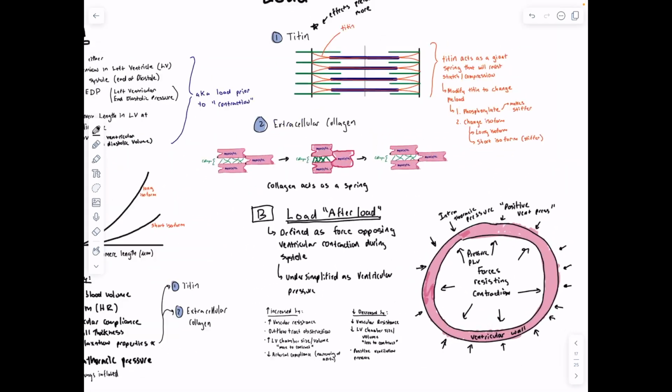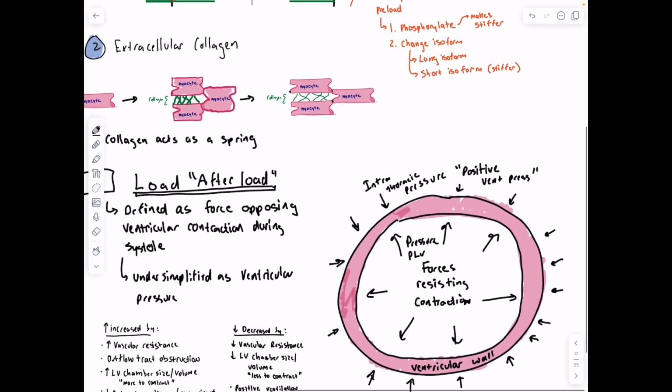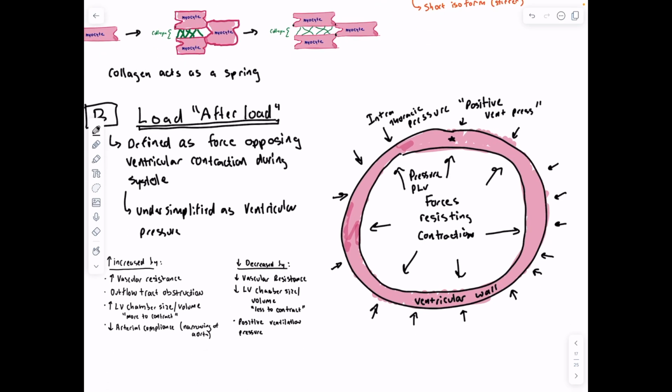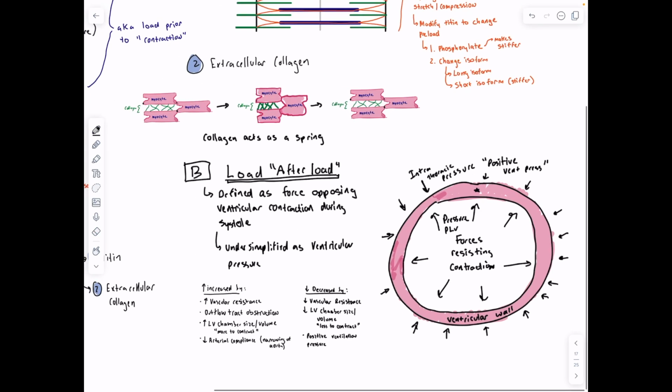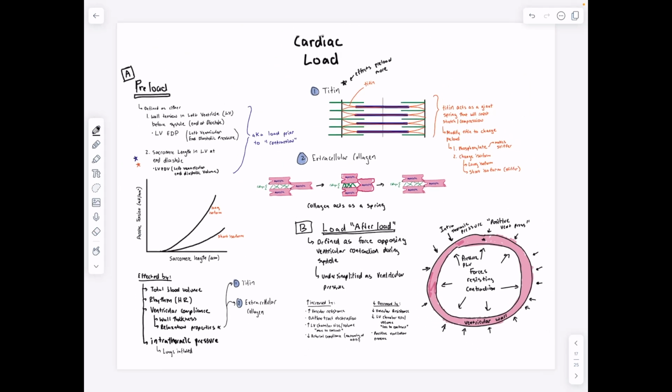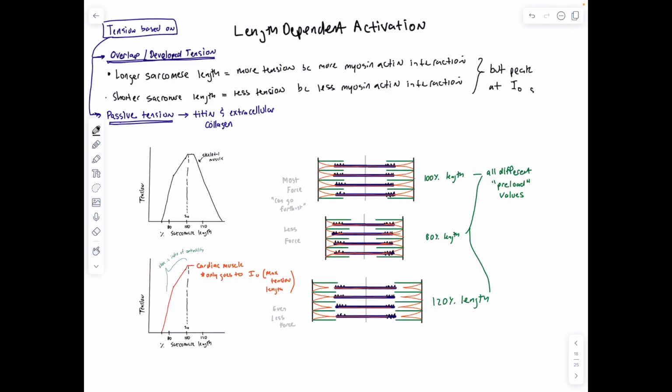All right, so this is just saying that the forces resisting contraction, right, pressure inside of the ventricle is going to make it harder for the myocytes to contract. And then, of course, you have other effects such as intrathoracic pressure in the thoracic cavity, pleural cavity, pushing on the heart is going to make it easier to contract. And so that's why ventricular pressure is an oversimplification, and we loosely define afterload as all of the forces opposing ventricular contraction during systole.